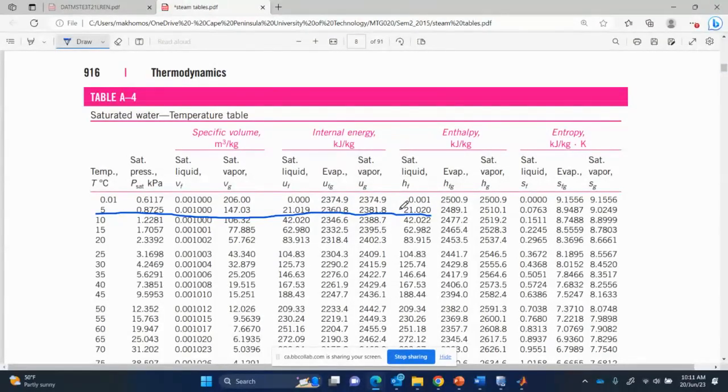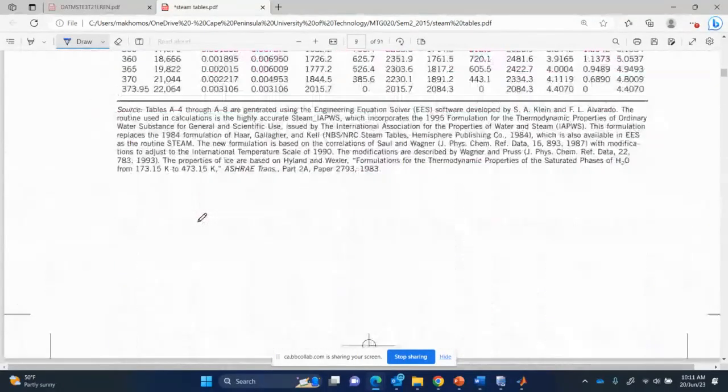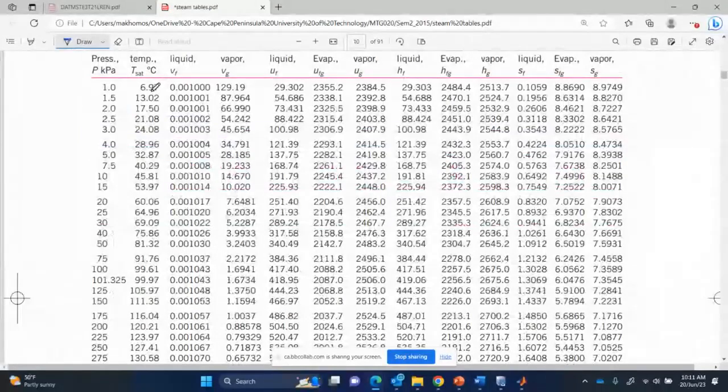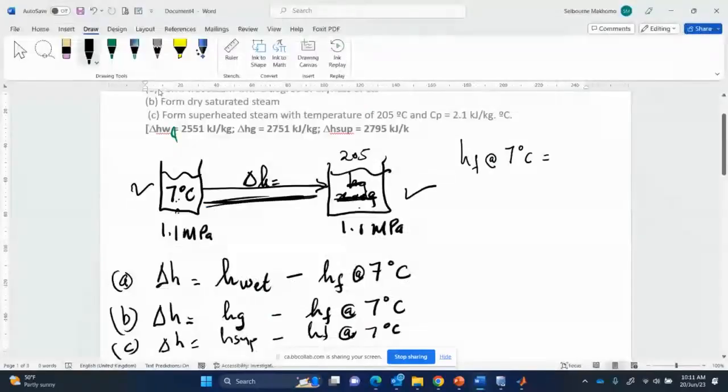This is a very easy thing to interpolate. It's a waste of time, so we are going to use a different formula. Now, if we use the pressure, I know some people do cut corners. They will say, okay, in any case, 6.97 is very close to 7. They will say, I'm going to take HF, which is 29.303, when the temperature is not 7, but when it's 6.97, 29.303.